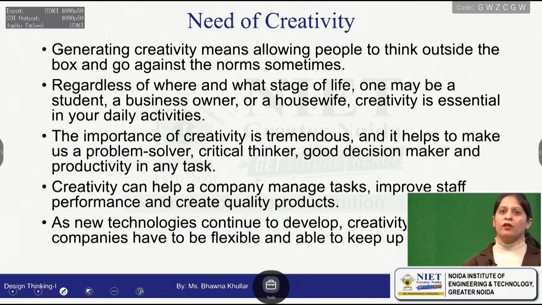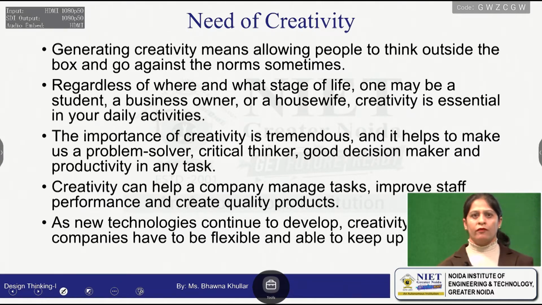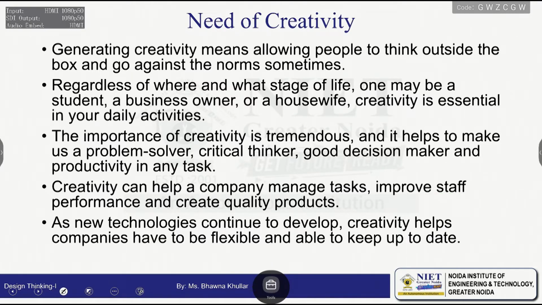So creativity can help a company manage tasks, improve staff performance, and create quality products. By creativity, if the product sells more and production is higher, the company will also improve in competition. It is also beneficial for quality products. If we stay on a single product with no changes, then the quality will not increase, and the company will also be at a loss.